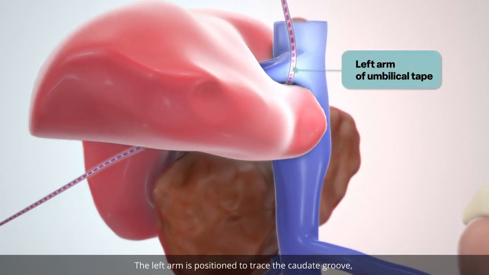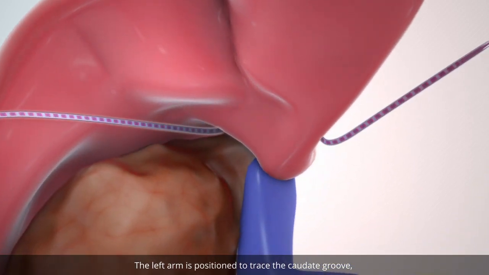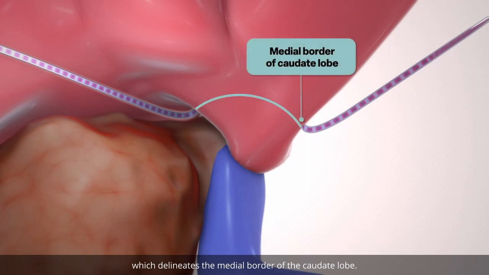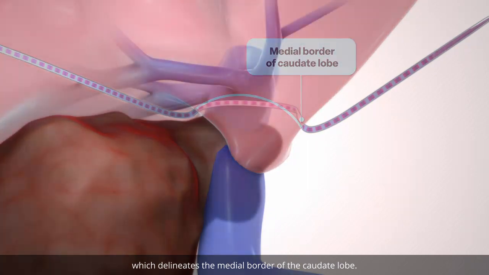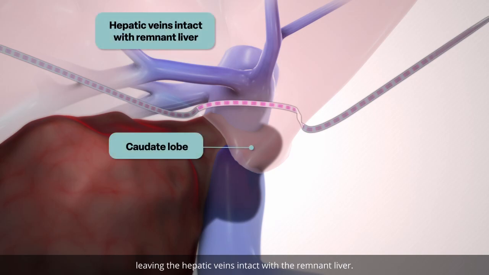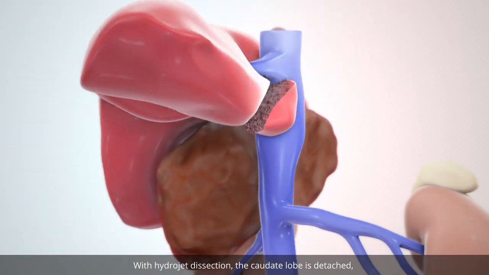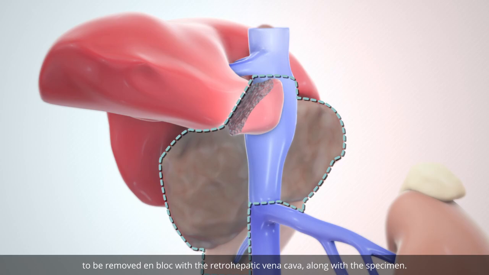The left arm is positioned to trace the caudate groove, which delineates the medial border of the caudate lobe. This liver sling creates a virtual plane which isolates the caudate lobe, leaving the hepatic veins intact with the remnant liver. With hydrojet dissection, the caudate lobe is detached, to be removed en bloc with the retrohepatic vena cava along with the specimen.